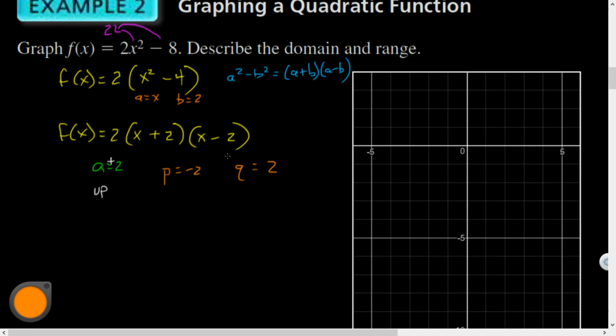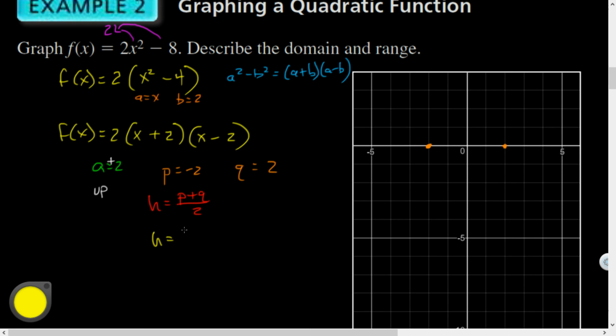So let's plot our x-intercepts. Negative 2 is right there, and positive 2 is right there. I'm expecting this to open up, so I know the vertex is less than that, but like I said, there are infinitely many parabolas that satisfy that condition. So let's see what h is, and I can find h by doing p plus q divided by 2.